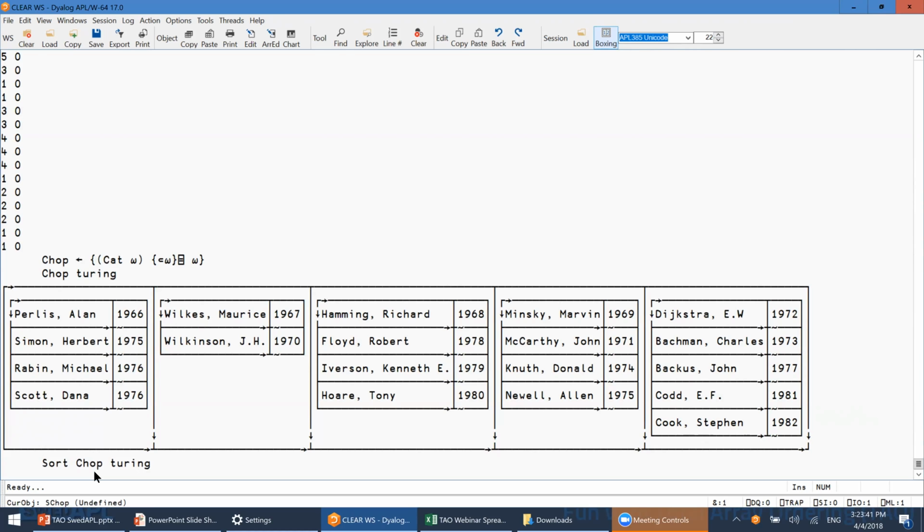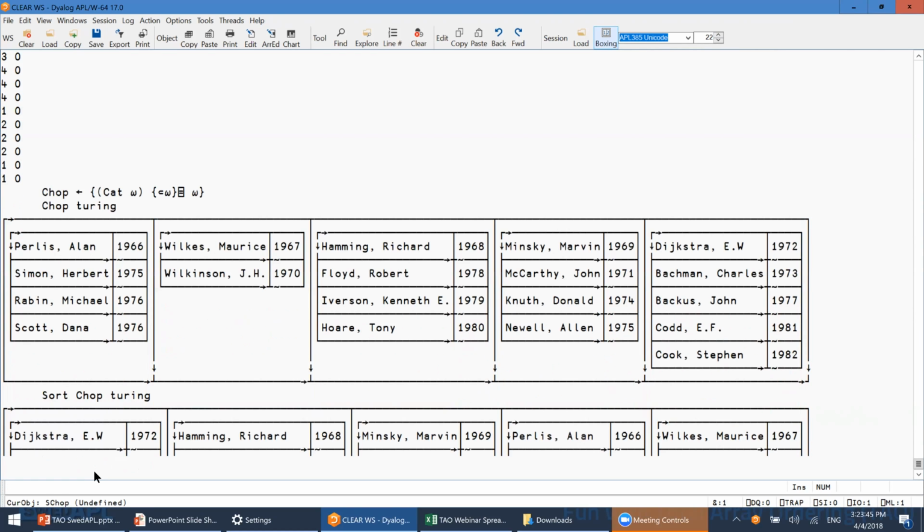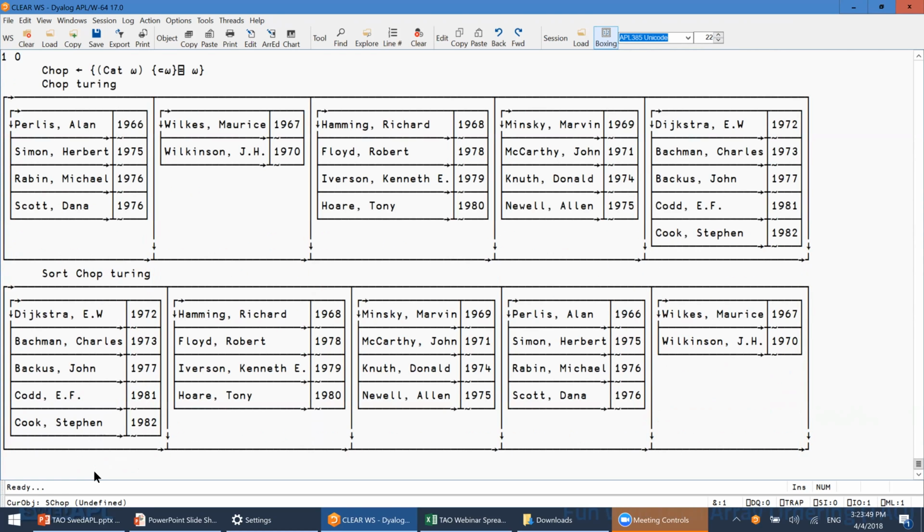But remember that we can sort anything, including this very nested complex array. And here you go, ready to start writing. Just works.